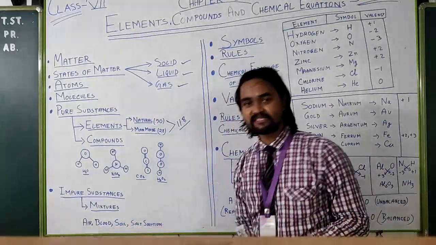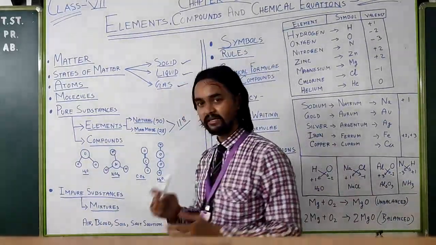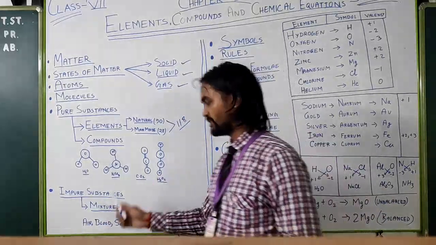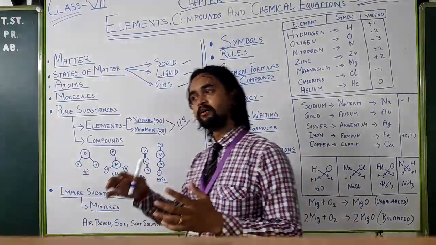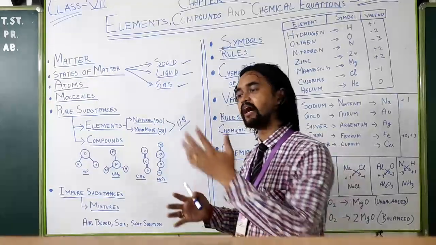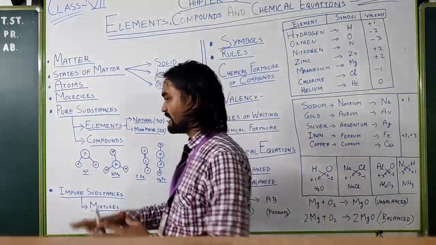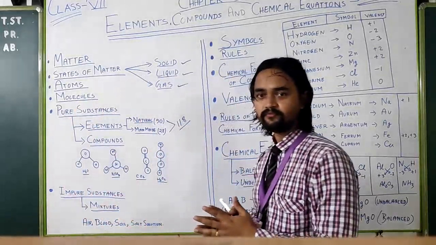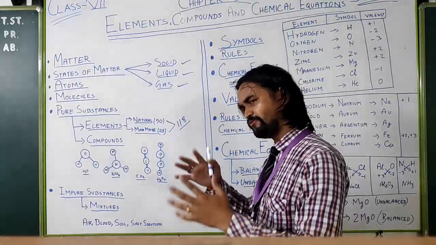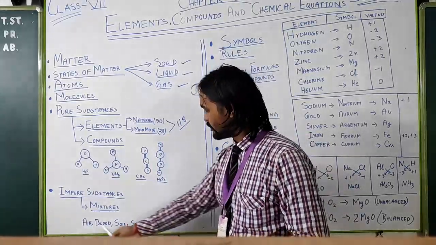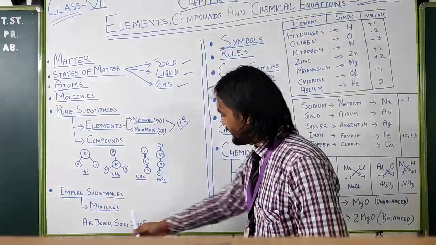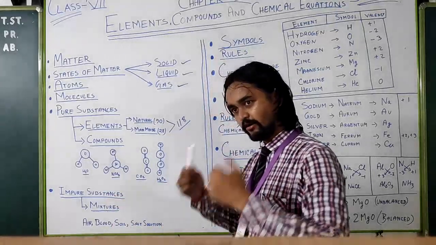In air, we can see air contains nitrogen, oxygen, carbon dioxide, water vapor, sulfur dioxide, oxides of nitrogen, and other substances, and other dust particles, carbon particles. All these things are mixed in air. We can easily separate them by simple physical process. So air is an impure substance and it is a mixture.